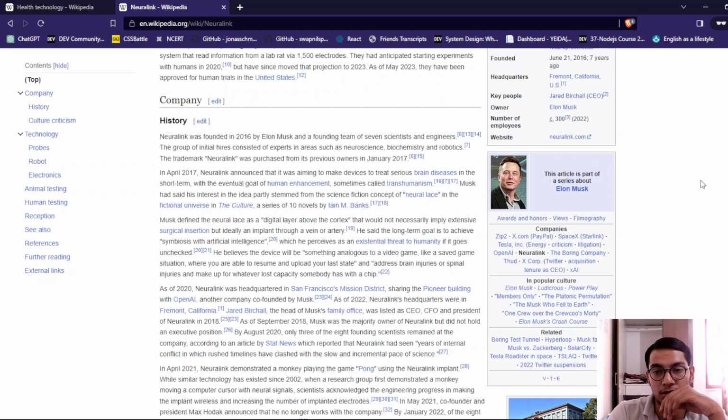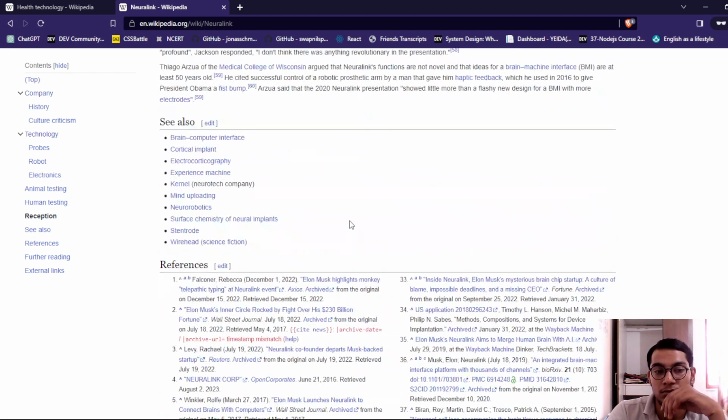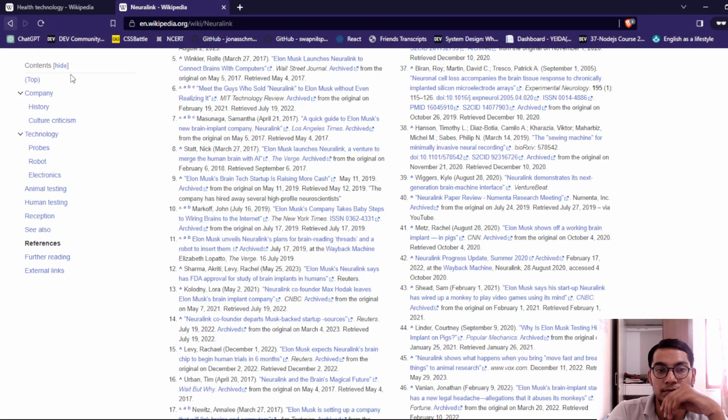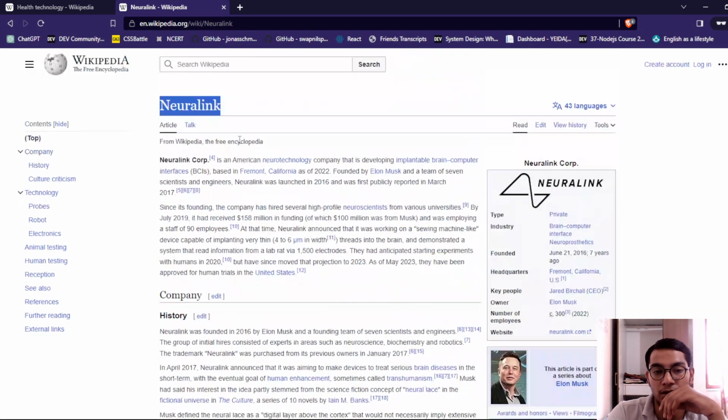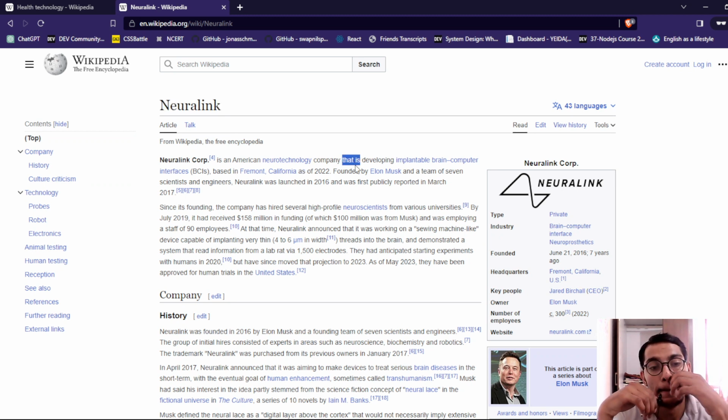Next, as you know, the article is part of a series about Elon Musk. It can be very helpful. Let's read briefly about what it is. Neuralink is an American neurotechnology company developing implantable brain-computer interfaces. Based in Fremont, California, it was founded in 2016 by Elon Musk and a team of 7 scientists and engineers, and was publicly revealed in 2017.